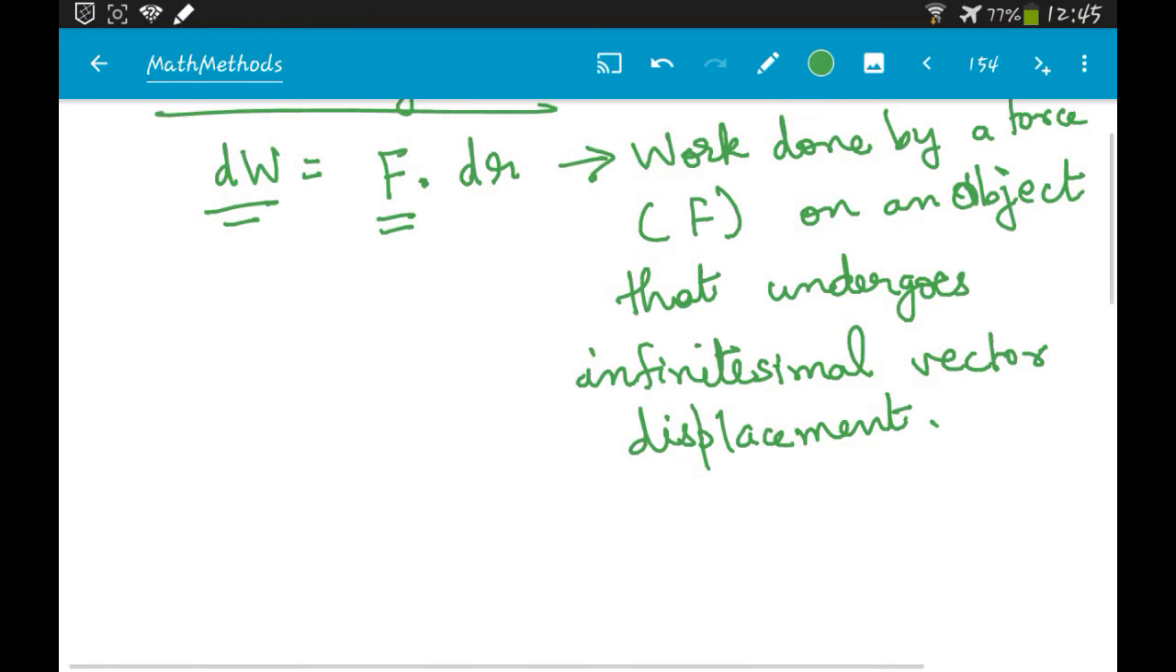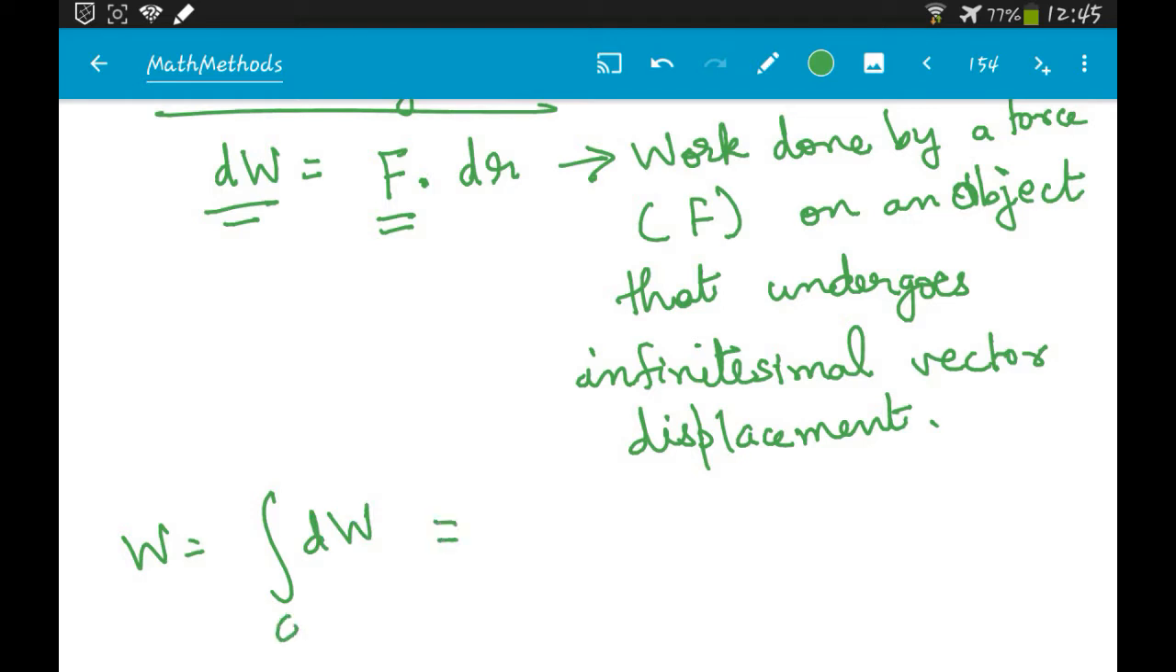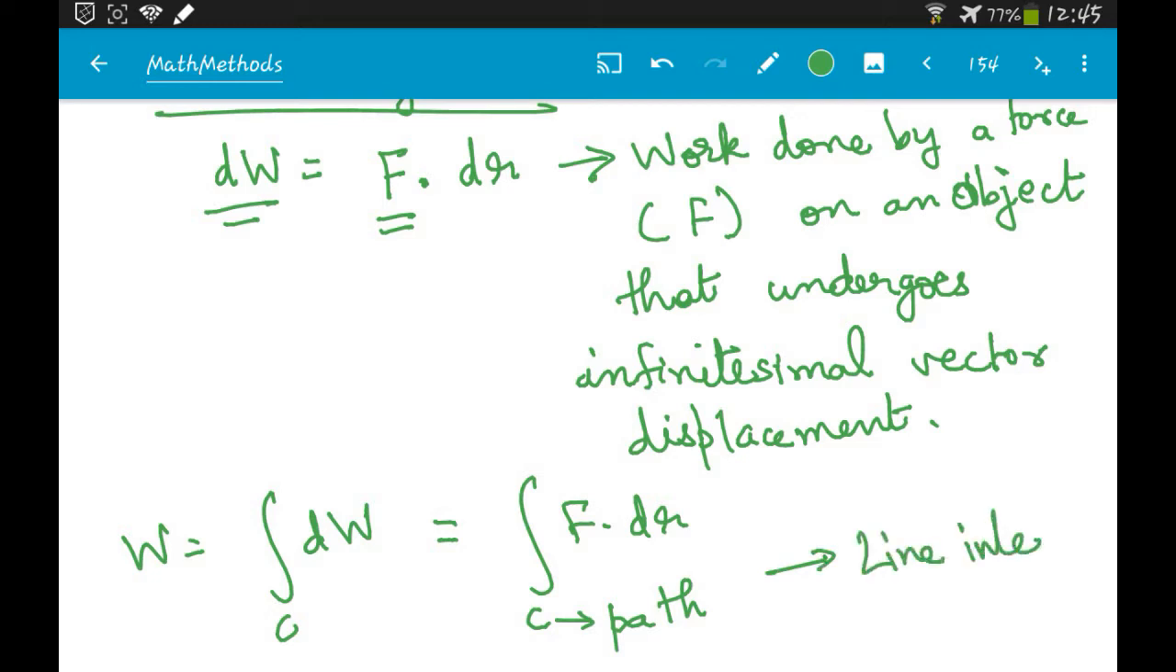So the total work done would be the integral of dW along a particular path C, which is given by the integral along the path of F dot dr. So C represents a path. The fact that we are integrating F dot dr along a particular path is known as a line integral.